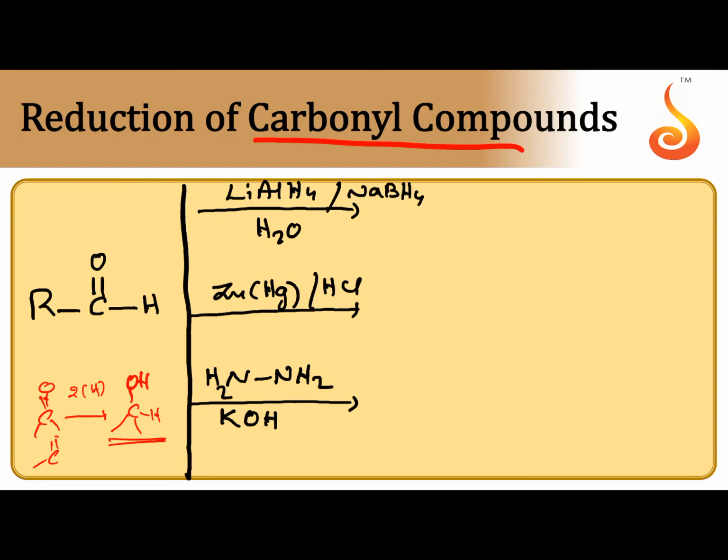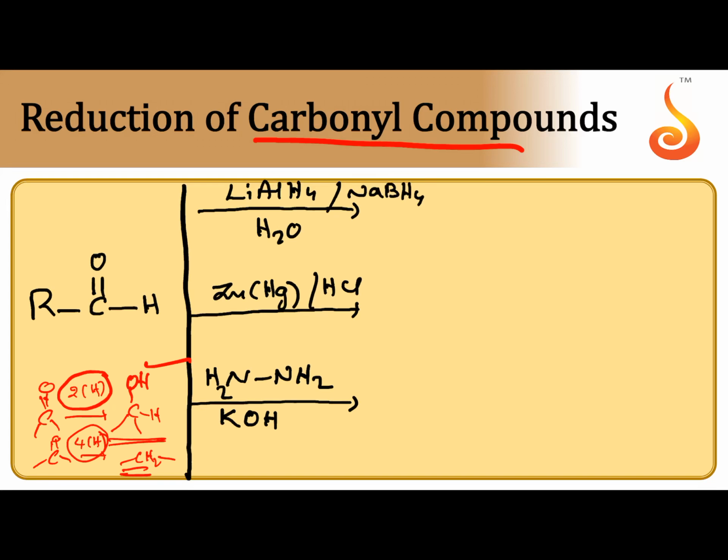If 4 hydrogens are used, what happens? Oxygen is removed as H2O and 2 more hydrogens are added. Totally 4 nascent hydrogens are involved. We can get CH2. So due to incomplete reduction, we can get alcohol. Due to complete reduction, we can get alkane.